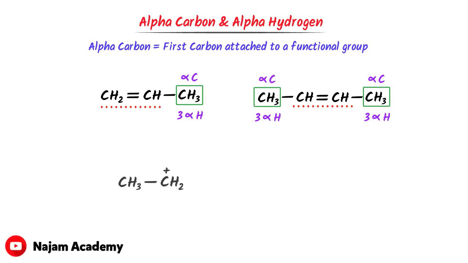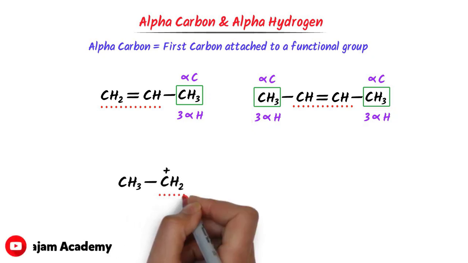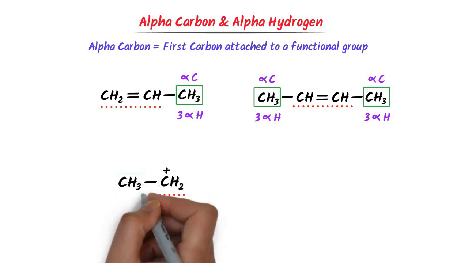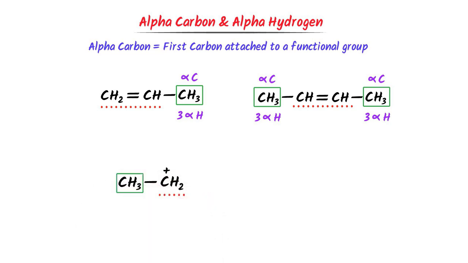Thirdly, consider this organic compound. It is a carbocation. This is the first carbon attached to it. Hence it is alpha carbon and there are a total of 3 alpha hydrogens in this molecule.